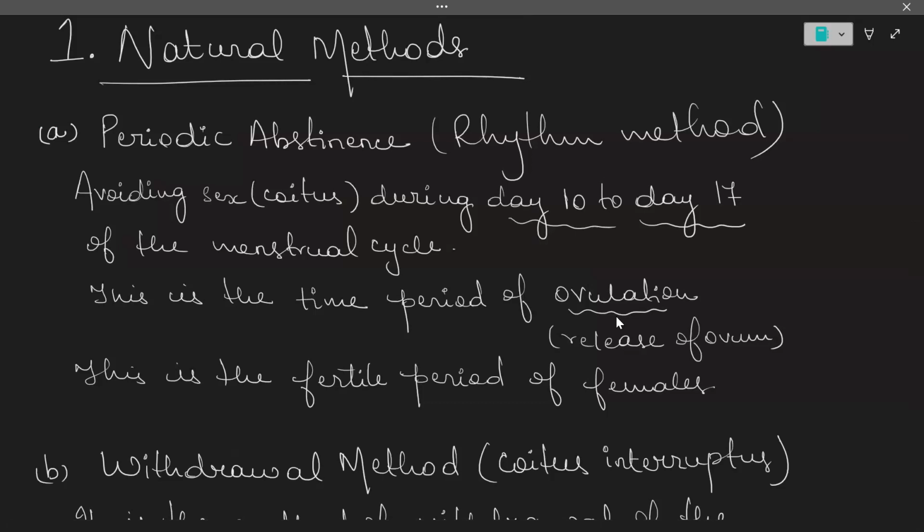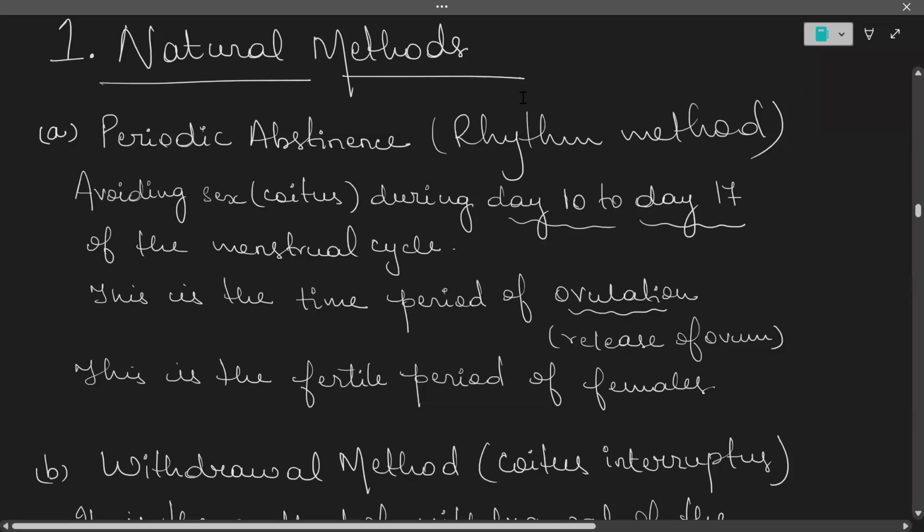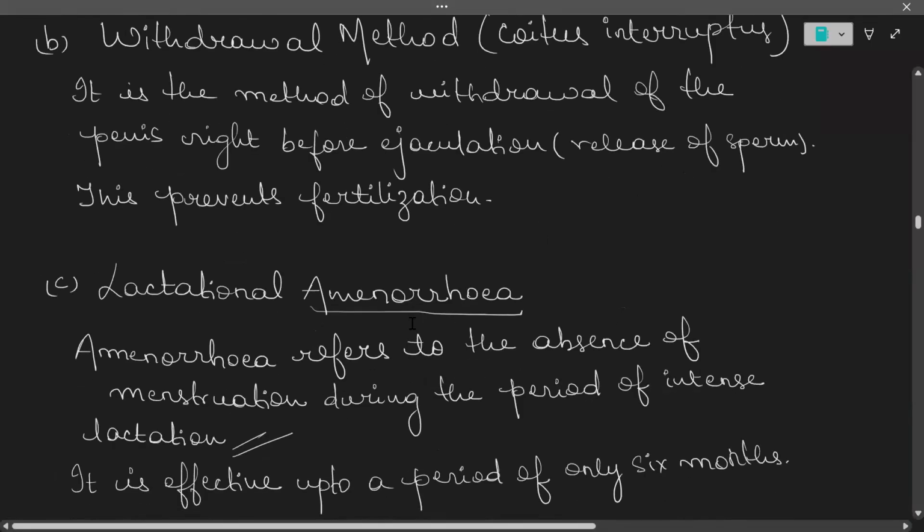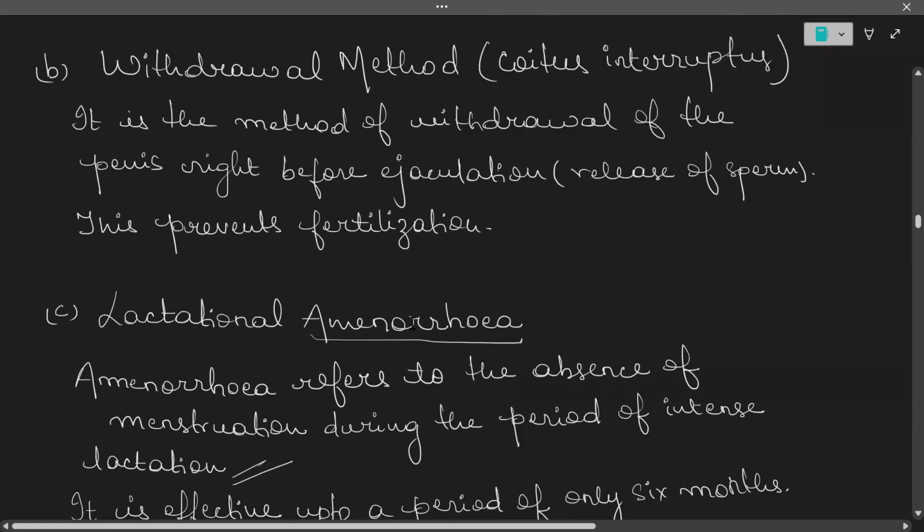So basically in this, sexual intercourse or coitus has to be avoided during day 10 to day 17 of the menstrual cycle, meaning during the ovulation period of the female, because this is the fertile period of the female. If the coitus were completed, then the female may get pregnant. So the couple should avoid coitus for that period of time. This is called periodic abstinence. Now, when we talk about natural methods, there is no usage of devices, no usage of chemicals. Then comes the withdrawal method or coitus interruptus.